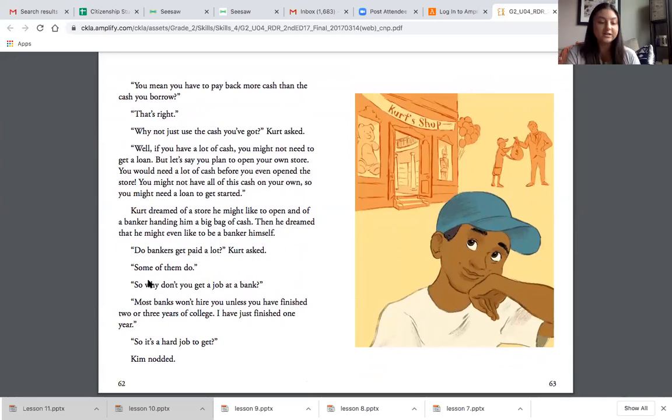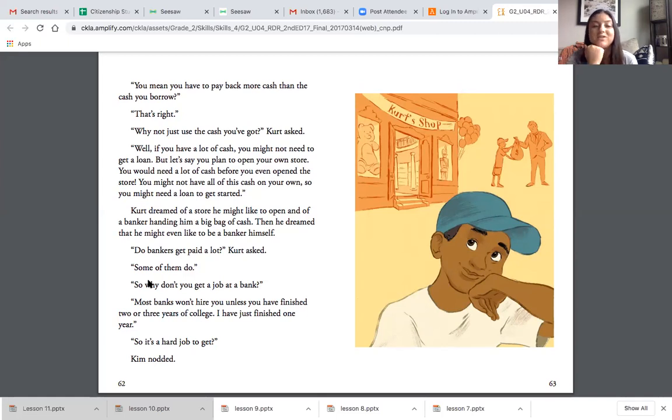Next page. Taking our finger, putting it on the first word, "You." I see quotation marks, which means this is something that someone is saying. "You mean you have to pay back more cash than the cash you borrow?" "That's right." "Why not just use the cash you've got?" Kurt asked. "Well, if you have a lot of cash, you might not need to get a loan. But let's say you plan to open your own store. You would need a lot of cash before you even opened the store. You might not have all of this cash on your own, so you might need a loan to get started."